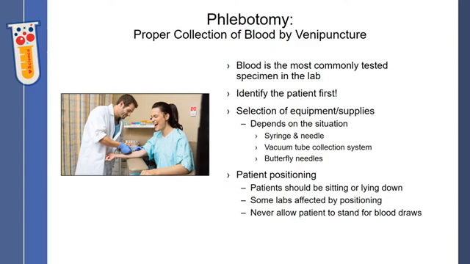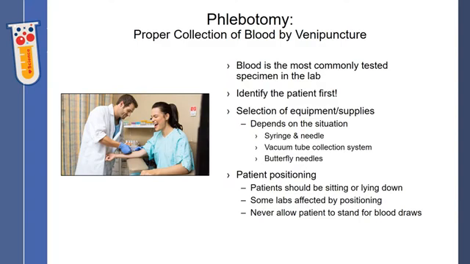It is so important that phlebotomy is performed properly because blood is the most commonly tested specimen in the lab. Before you do anything else when you're drawing blood, you should always identify your patient. Verify their name and date of birth at a minimum. Make sure you select the correct equipment and supplies for the situation. If you are drawing a healthy adult, you might want to use a vacuum tube collection system. If you're drawing a small child, on the other hand, you may want to use a butterfly system.